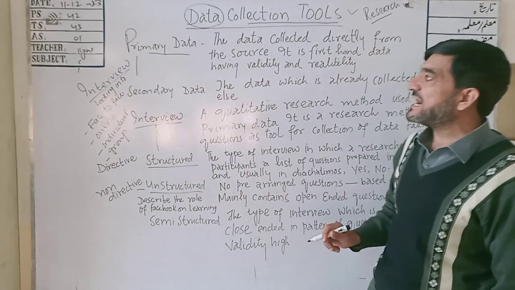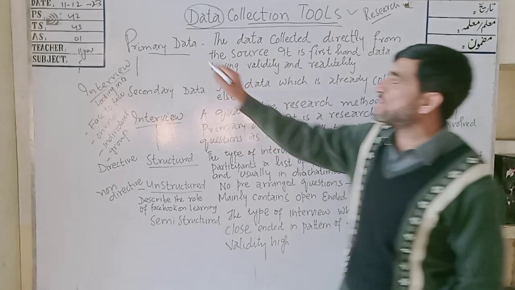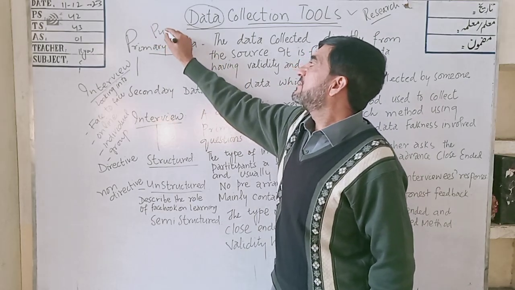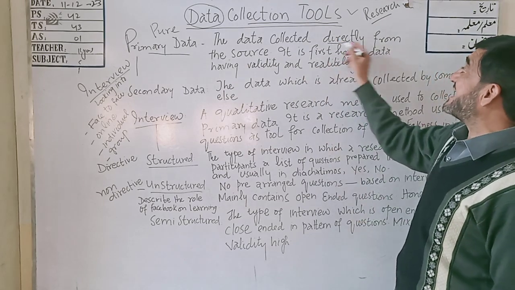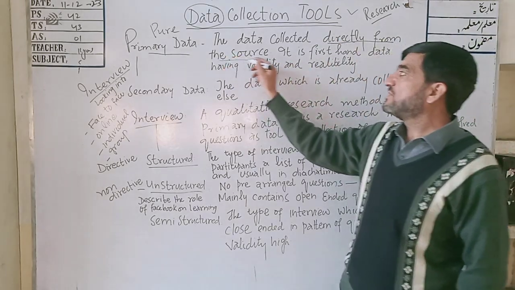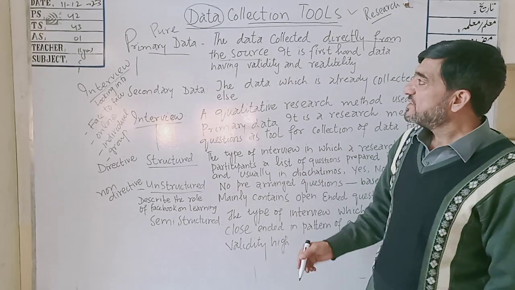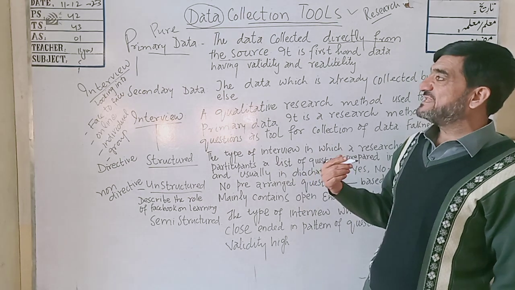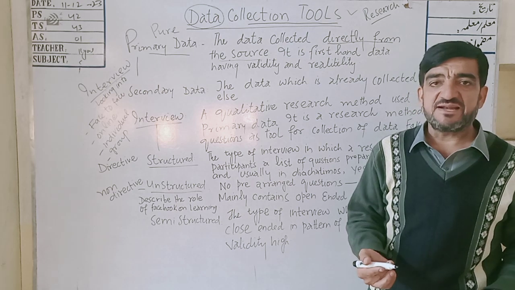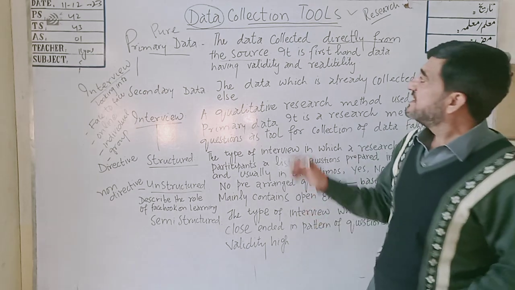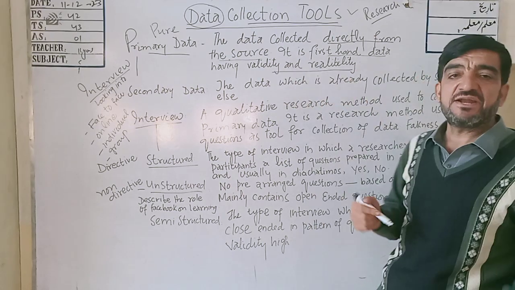The first one is called primary data. Primary data is also known as pure data. It is the data collected directly from the source. The source means the respondents, the research participants. So primary data is that type of data in which the researcher visits the participants and collects the data directly. It is first-hand data having validity and reliability.